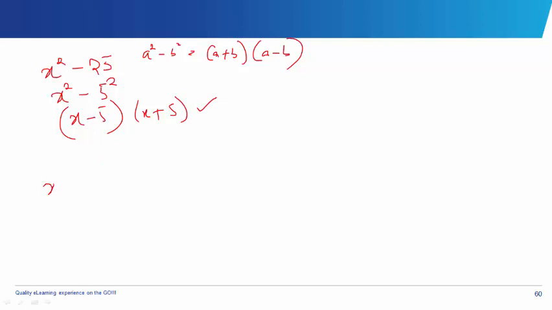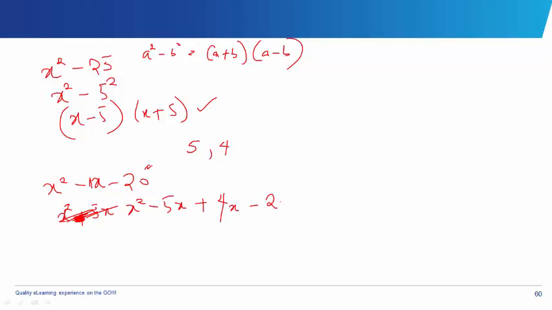Let's look at another one. x squared minus x minus 20. So as usual, what two numbers will you add to give you minus 1, and when you multiply, you have minus 20? What two numbers? If we scan through the factors of 20, I think 5 and 4 can work. So x squared minus 5x, then plus 4x minus 20.